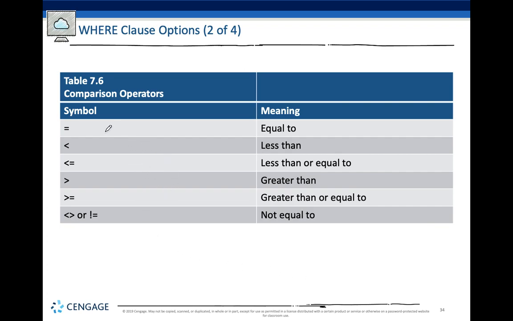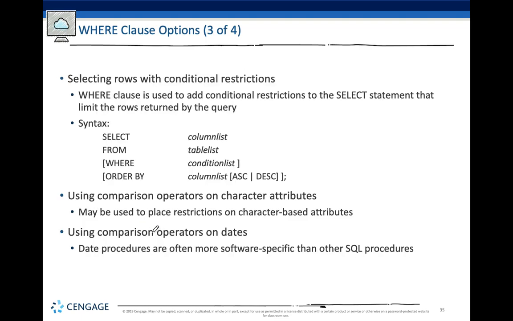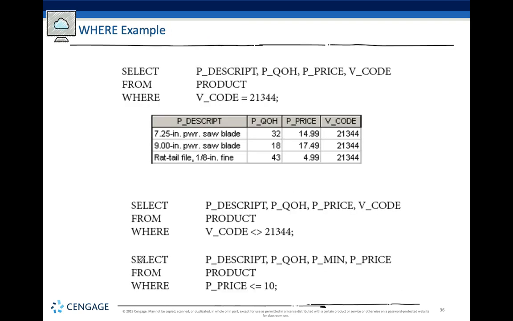So before jumping into the example, here we have the different comparison operators that can be used in the query. So we can have where something is equal to something, something is less than something, and so on, right? The not equal to is either this symbol or this symbol, depending on which DBMS you're using. Okay. So again, let's take a look at an example here for the where clause.